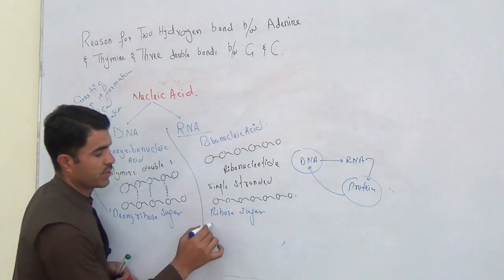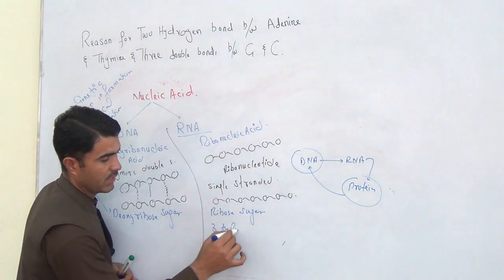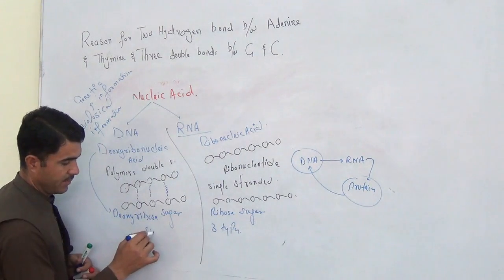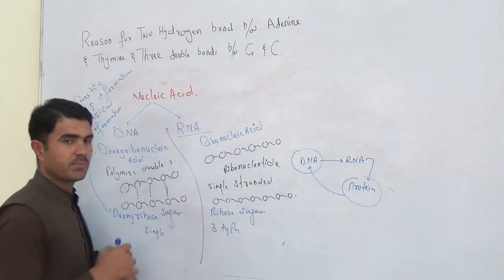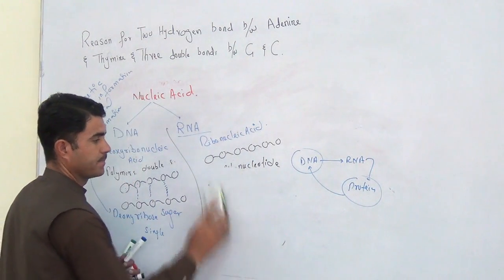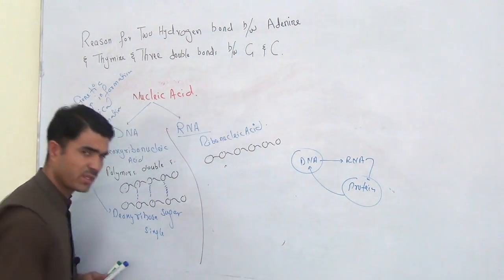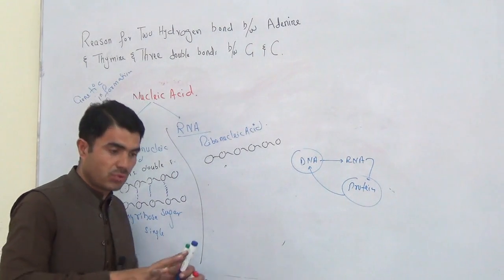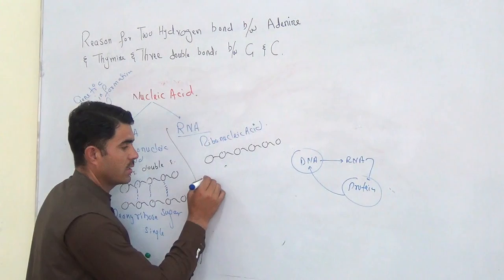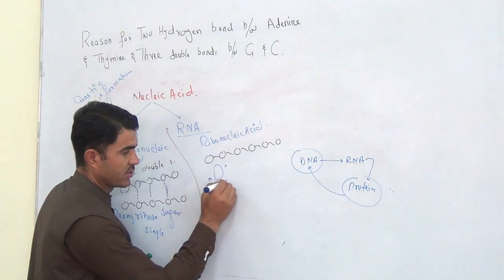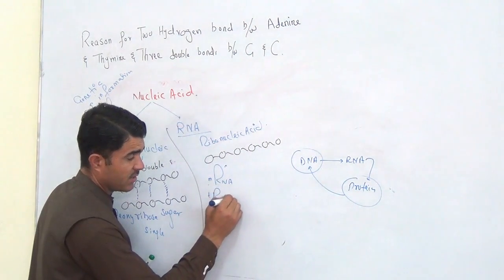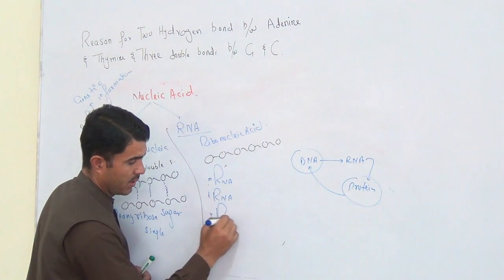RNA is of three types, but DNA is of a single type, right? I will just write the names of the three types of RNA. I think today there is no need to explain them. One is called mRNA, messenger RNA. The second one is called tRNA, transfer RNA, and the third is ribosomal RNA.